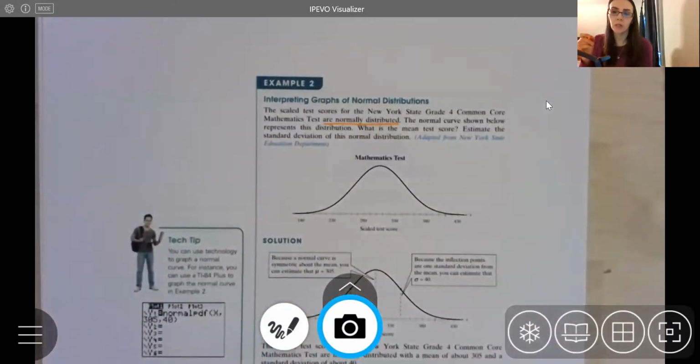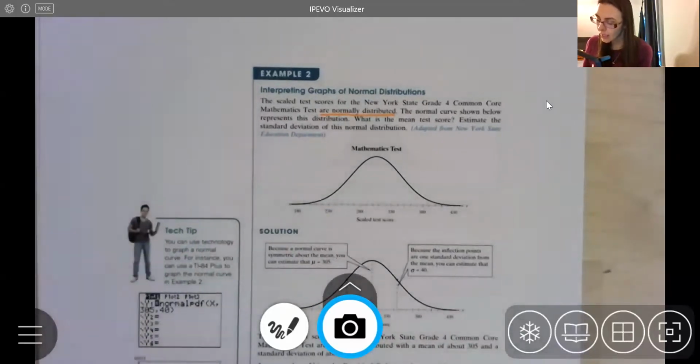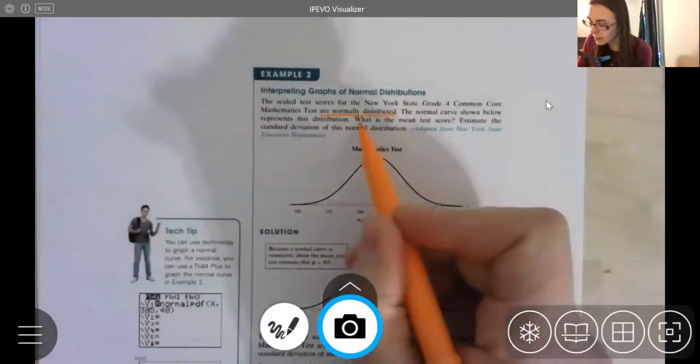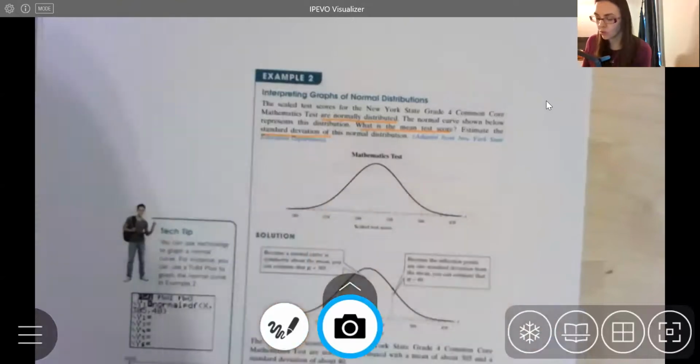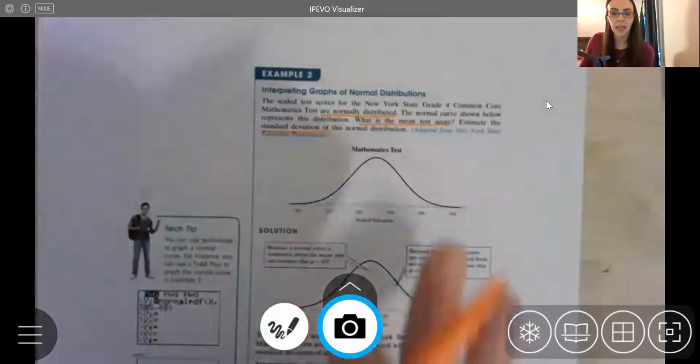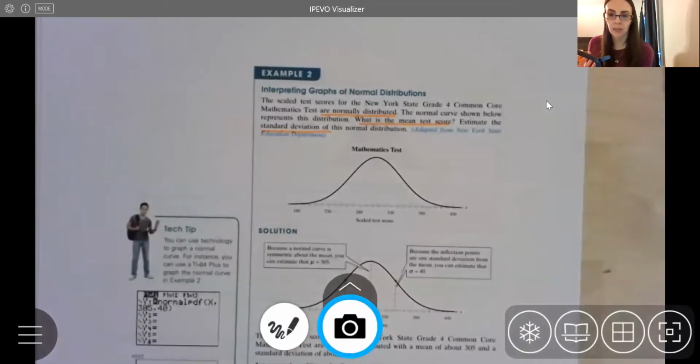So when you see normally distributed, you're going to see that nice bell-shaped curve. The normal curve shown below represents this distribution. And we want to know what is the mean test score and also what is the standard deviation. So this is an example where you're given the graph and you have to find the information. So kind of working backwards here.